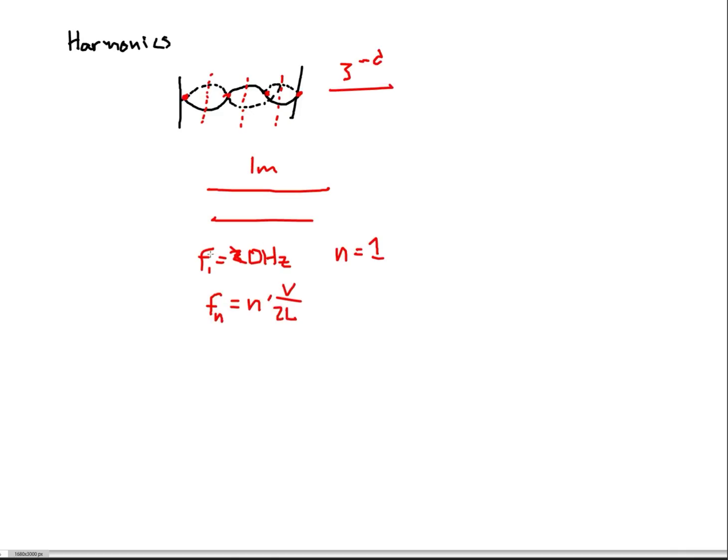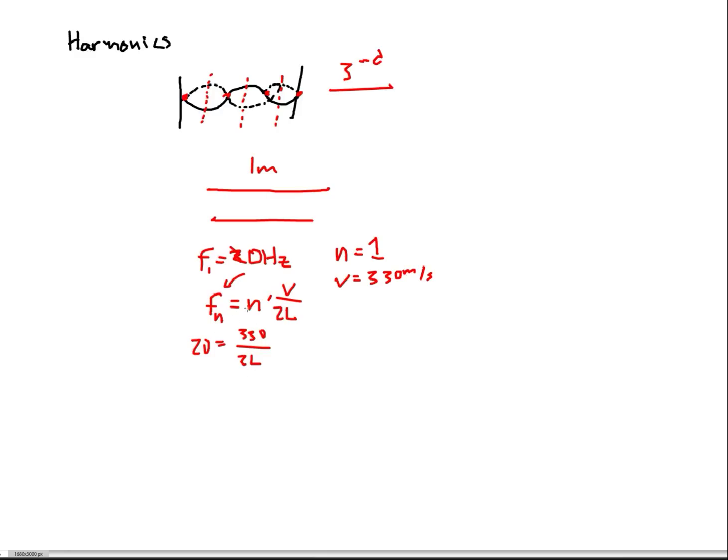Easy way to remember this: you've got 2 ends that are open, you've got 2L. So f equals N times V over 2L. And I would give you the speed of sound. Let's say the speed of sound is 330 meters per second. And you plug in your fundamental frequency, which is 20. N is 1, so you don't really need to put that in. And you've got 330 over 2L. In this case, L is 1.